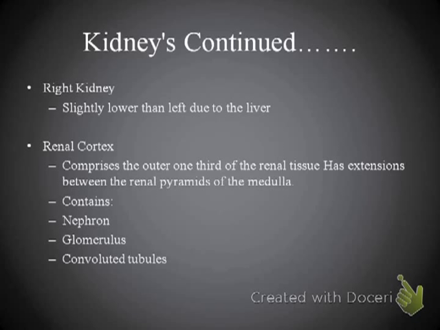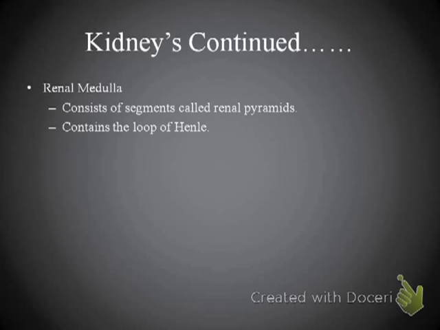Renal cortex comprises the outer 1/3 of the renal tissue, has extensions between the renal pyramids of the medulla, and it contains the nephron, glomerulus, and the convoluted tubules. And so once again, the cortex is on the out, and the medulla is on the in. The renal medulla consists of segments called the renal pyramids, and it contains the loop of Henle.